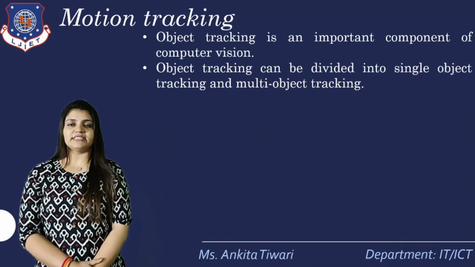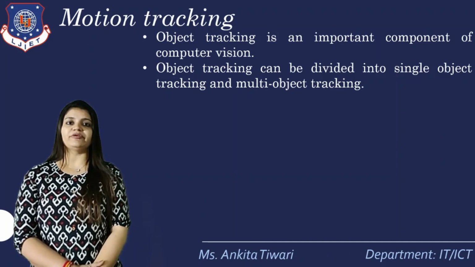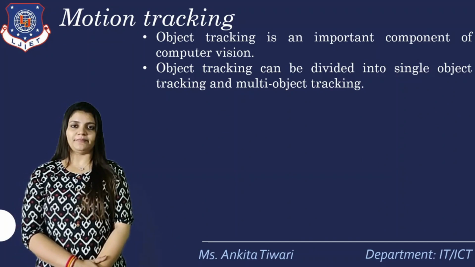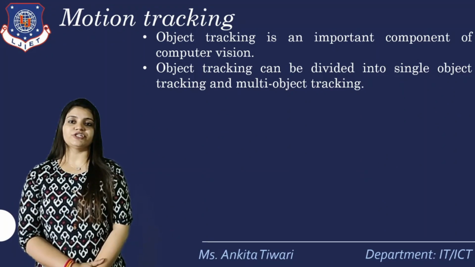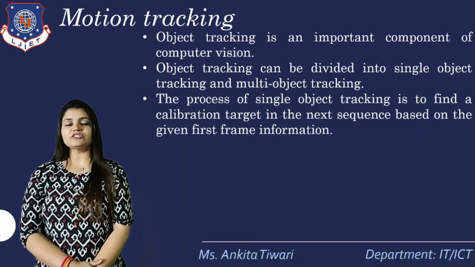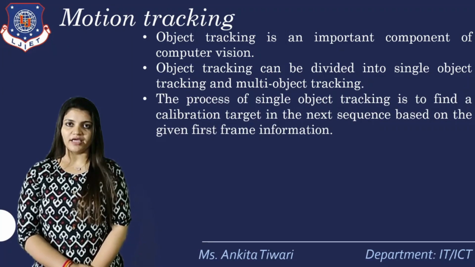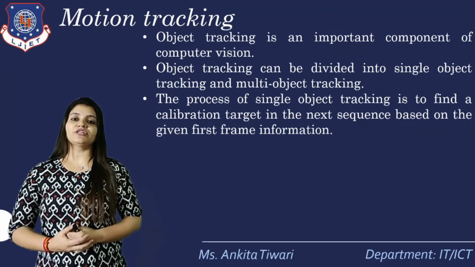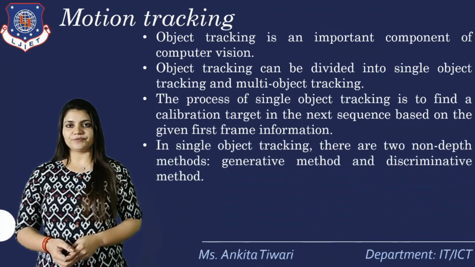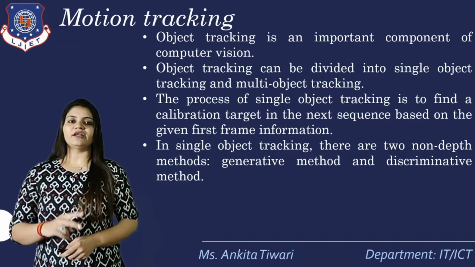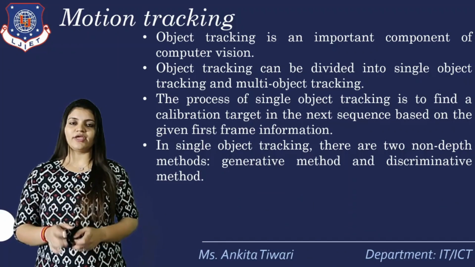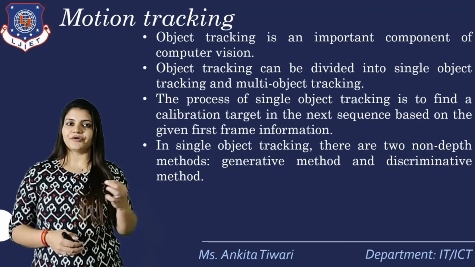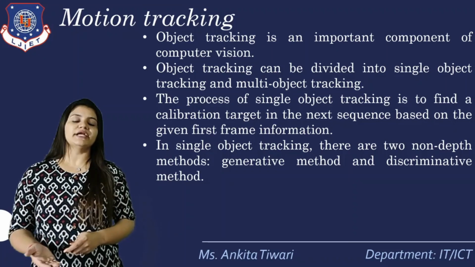So object or motion tracking can be divided into single object tracking and multi-object tracking. With respect to that, the process of single object tracking is to find the location of the target in the next sequence based on the given first frame information. In single object tracking, there are two methods: generative methods and discriminative methods.